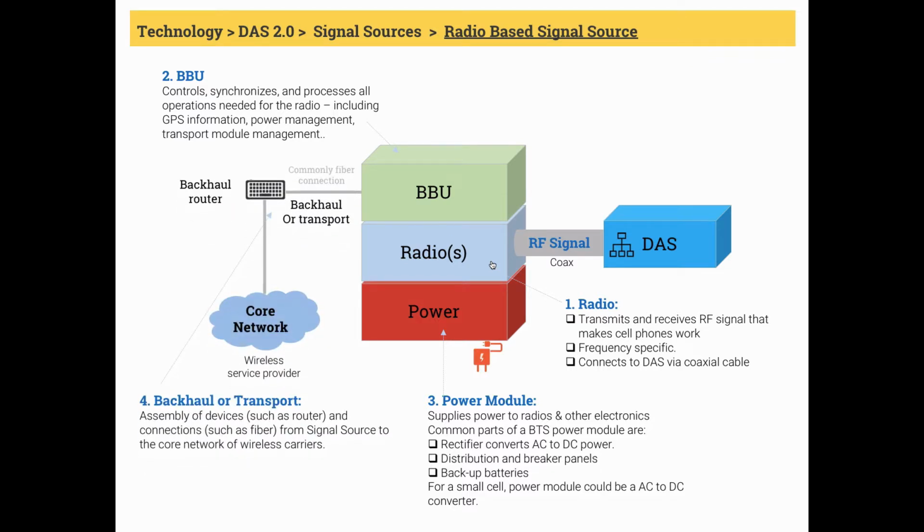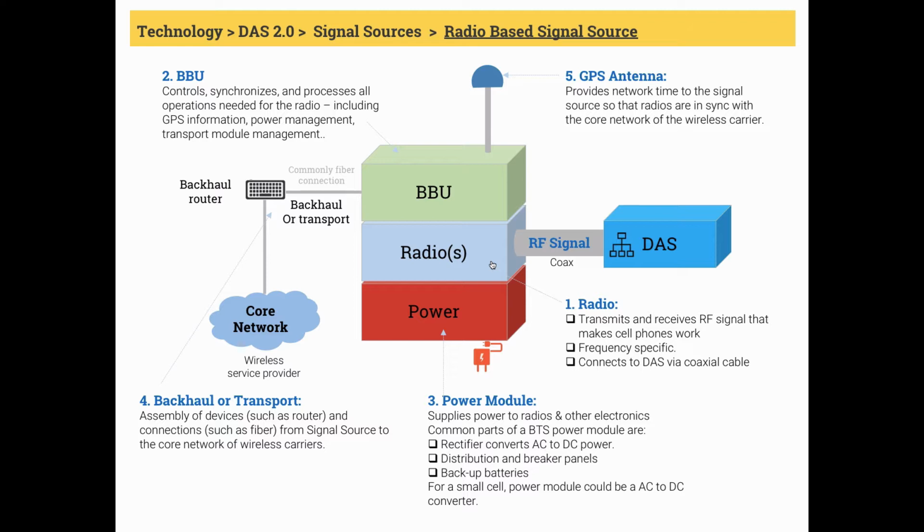When you are making calls, signal source needs to be connected to the core network of the wireless service provider so that it can take your voice or data information and send it to the core network. Core network turns around and connects your phone to the person or website you're trying to reach. This connection with the core network is managed by the transport module in the signal source. There are multiple different routers in this connection, and fiber is commonly used as transmission media for this link. This assembly of routers and connections is called backhaul or transport. Backhaul because we are hauling data back and forth.